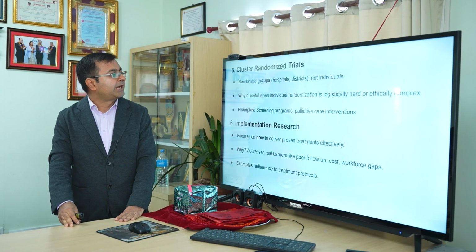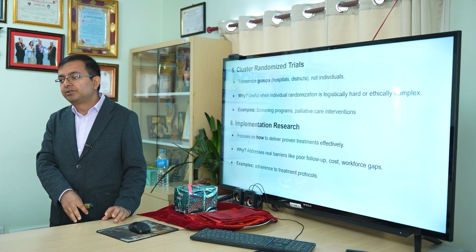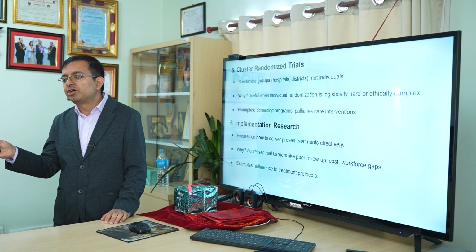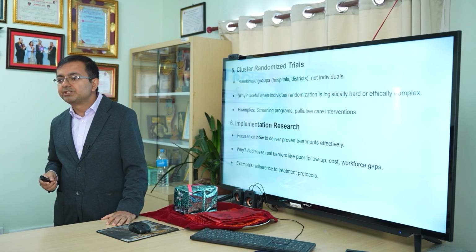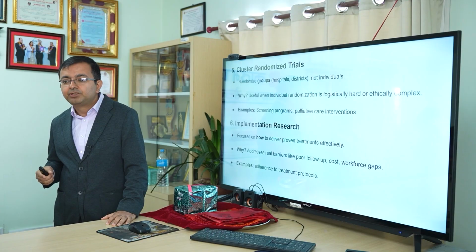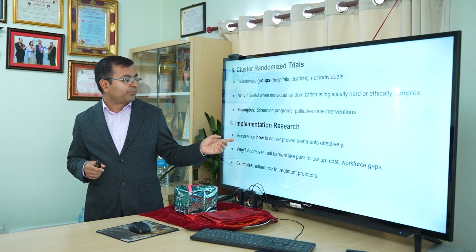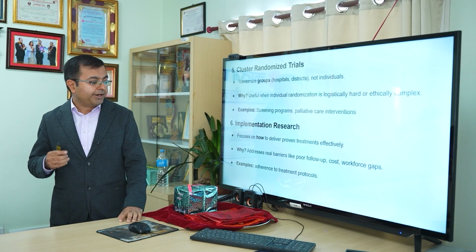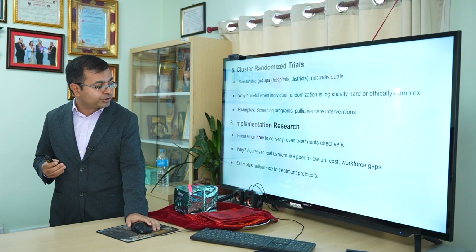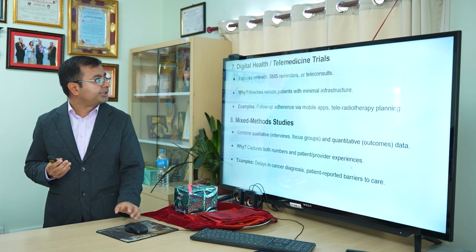A cluster randomized trial is where you randomize hospitals. You are going to do this treatment in a hospital of Kathmandu and another treatment in a hospital of Pokhara, and try to see what the difference is. These are more practical and feasible than randomizing single patients. Implementation research is about how to deliver proven treatment, like adherence to treatment protocol. These researches are being done in Nepal. Like, we all have issues of follow-up, cost, workforce gap. This can be studied in our setting.